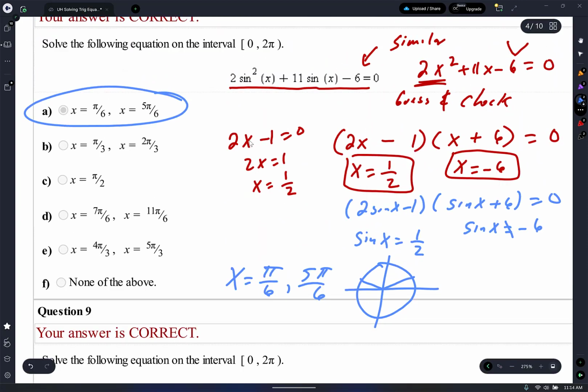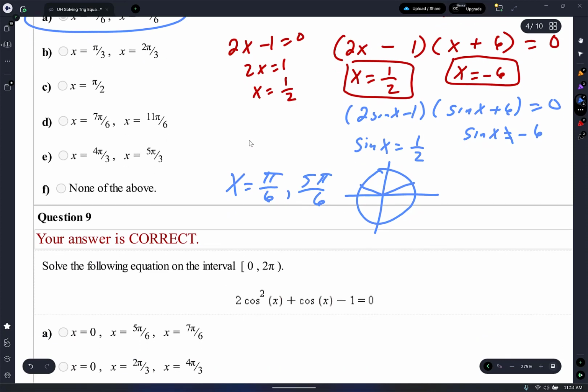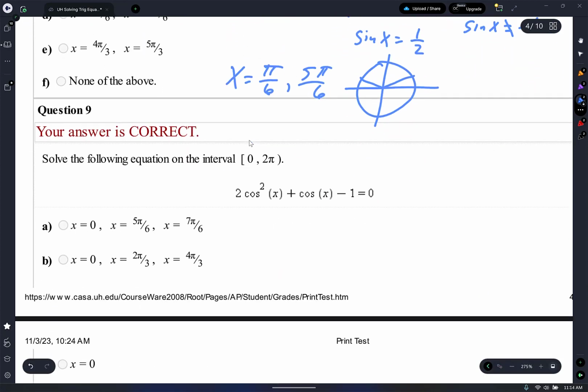Question 9 is exactly like question 8. Is it cool if we skip question 9? Yeah, because it's exactly the same.